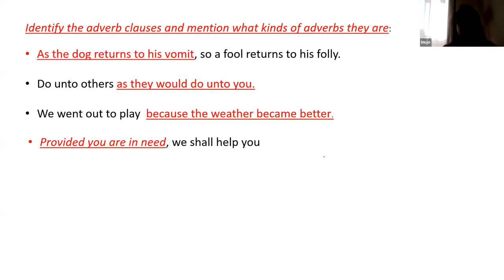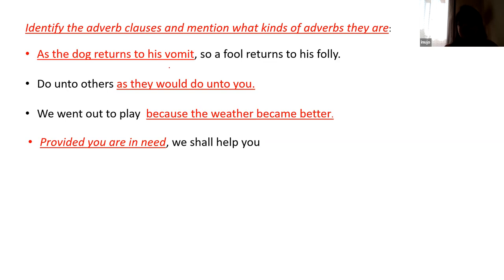Now, this is also again from your textbook, children. I've taken a few examples again. Identify the adverb clauses and mention what kinds of adverbs they are. So first, let's identify the adverb clause in this sentence. As the dog returns to his vomit, so a fool returns to his folly. What is the meaning? Please try to understand.